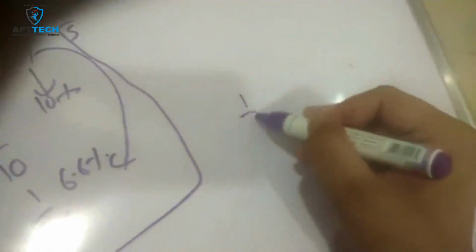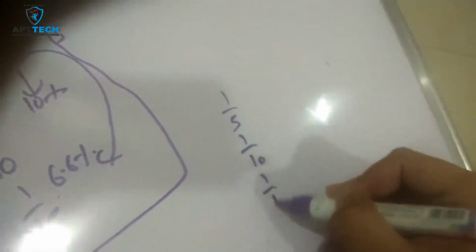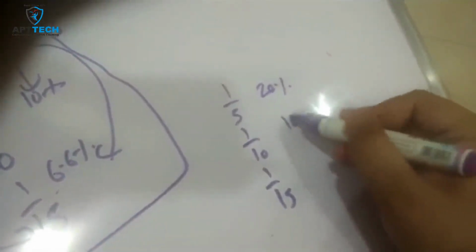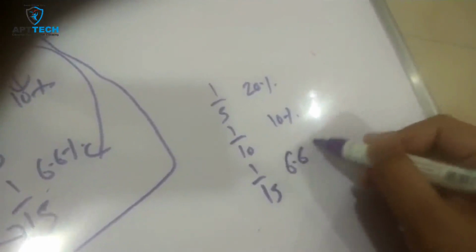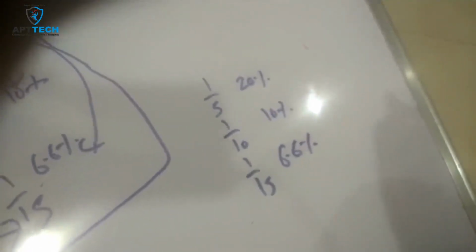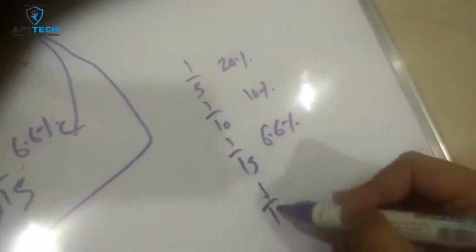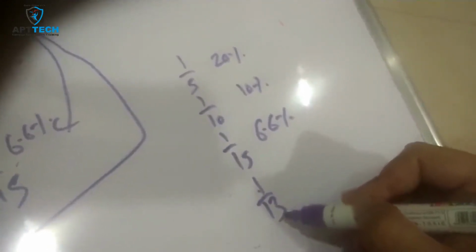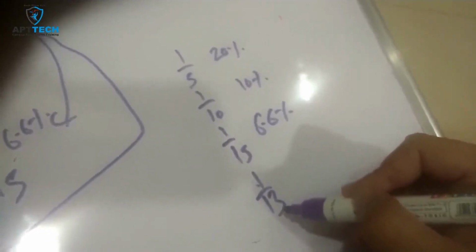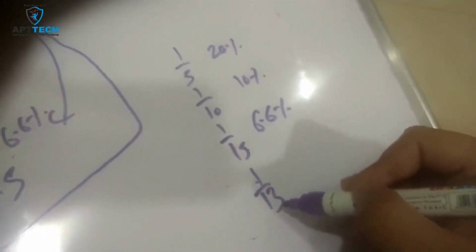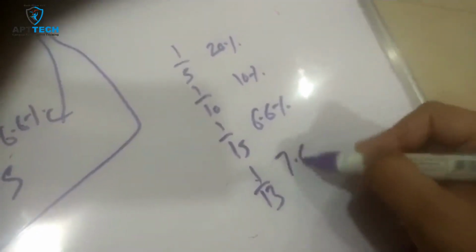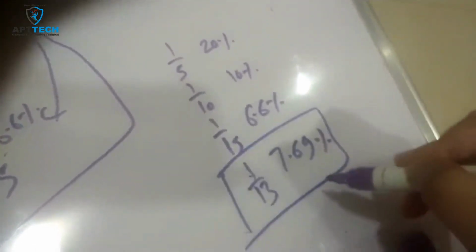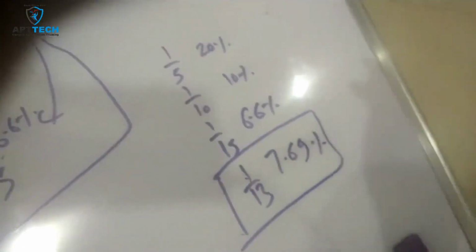So how is the family? 1 by 5, 1 by 10, 1 by 15: this is 20%, this is 10%, and this is 6.6%. Okay, last but not the least, 1 by 13 is left. It is a prime number, so it does not have any logical or calculation correlation. You have to learn this value by heart, and things will be finished.